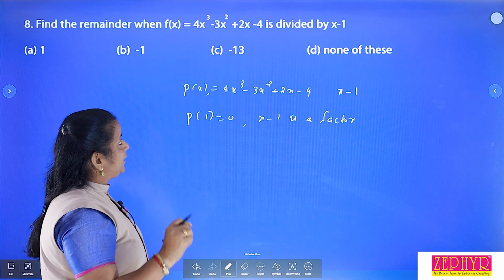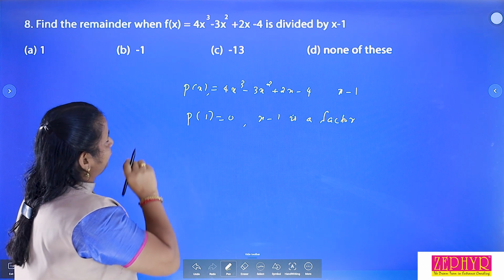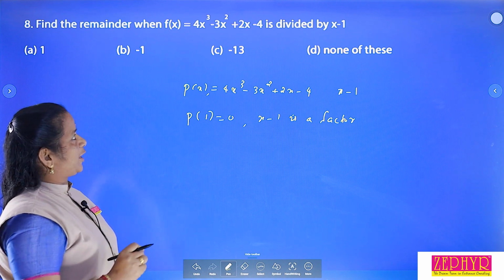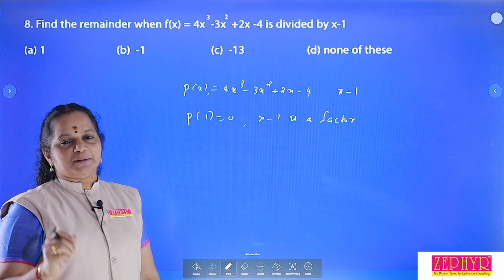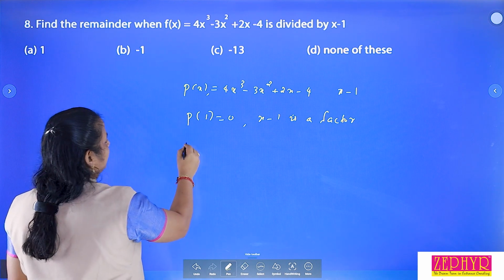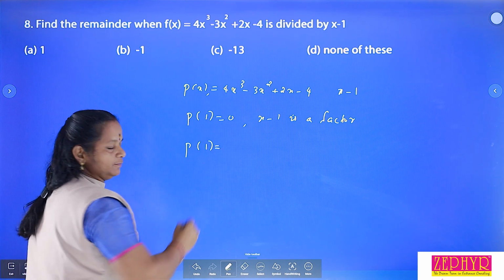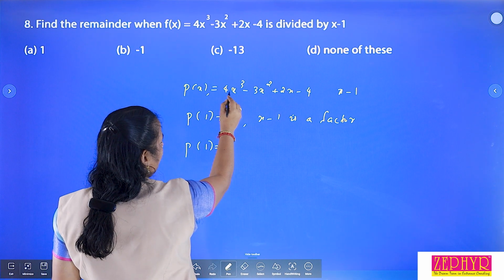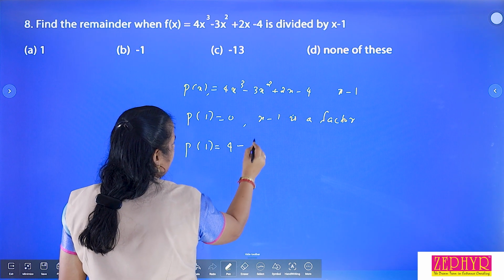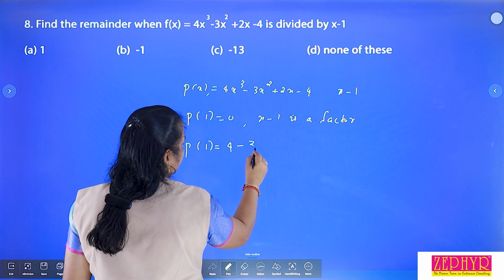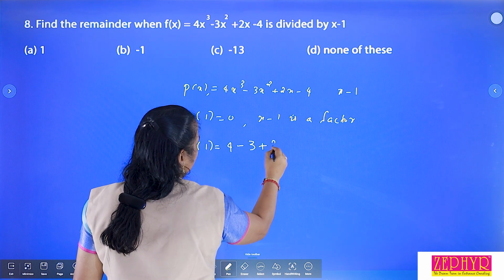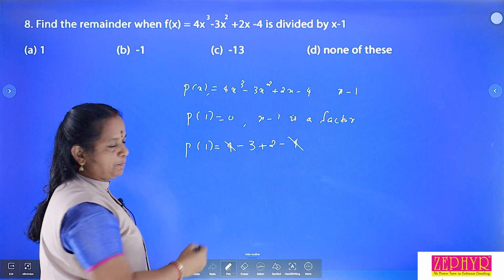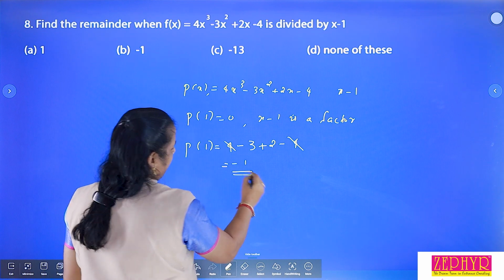To find the remainder when p of x equal to 4x cube minus 3x square plus 2x minus 4 is divided by x minus 1, we find p of 1. What's the value of p of 1? Put x is equal to 1. 4 into 1 cube is 4, minus 3 into 1 square is minus 3, 2 into 1 is 2, and this one is minus 4. Cancel these two terms: minus 3 plus 2. The answer is minus 1.